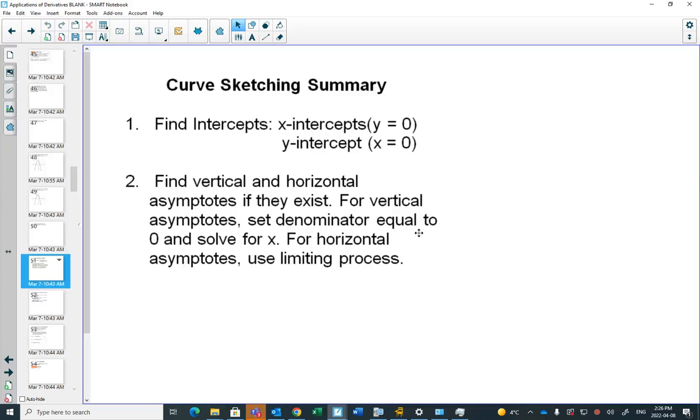Done curve sketching. Just a little summary. I've got a take-home quiz for you, a little group quiz. Excitement galore.